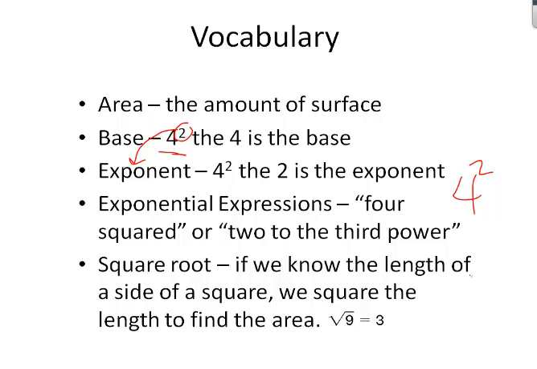Square root. If we know the length of the side of a square, we square the length to find the area. So if we know that a square was 9 inches squared, then we know that each side was 3.